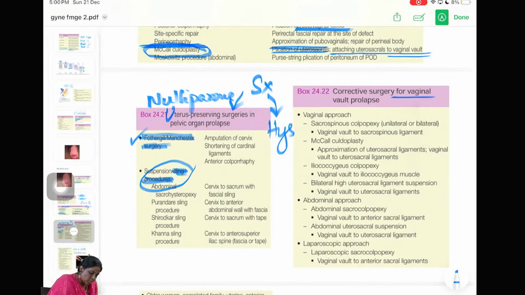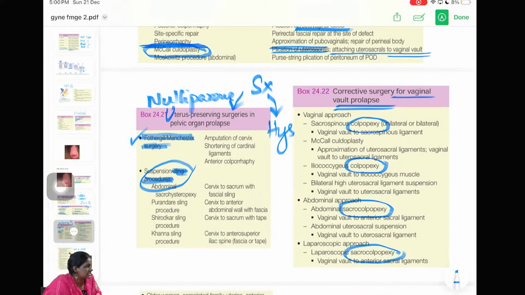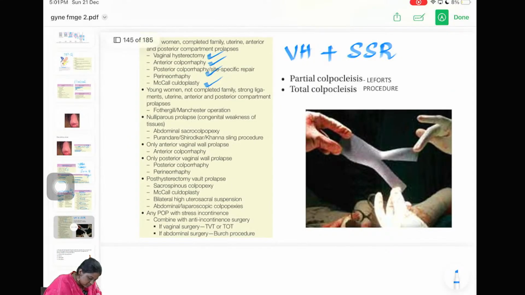What are the surgeries for vaginal vault prolapse? Vaginal vault prolapse means you have done the vaginal hysterectomy and sent the patient without correcting the site-specific repair. What will happen? The vault will also prolapse because there's no support. So how will you correct this vaginal vault? You have to go for colpopexy. Colpopexy means the vault is suspended. It can be abdominal, vaginal, or laparoscopic. All these pexies, that is suspension, are done using mesh.